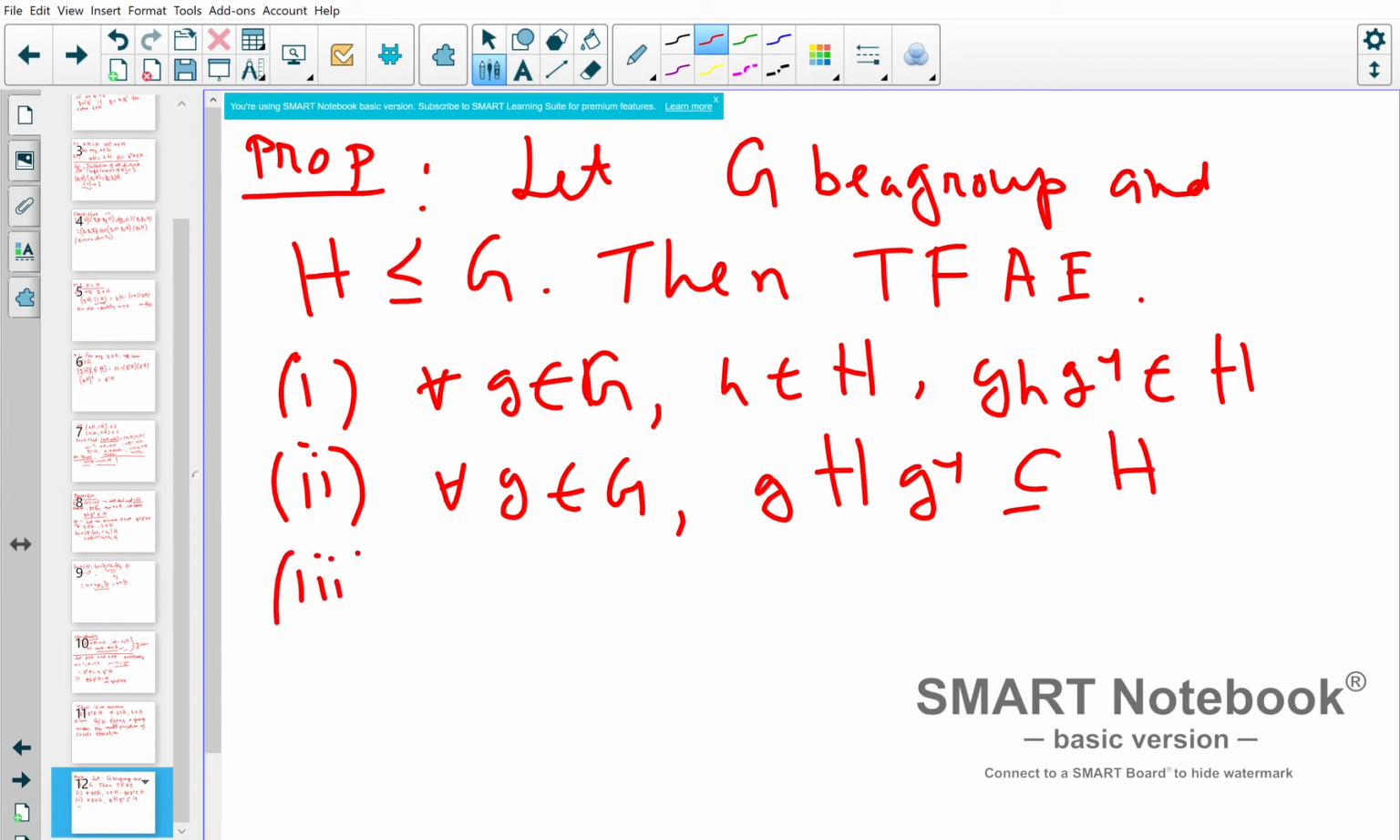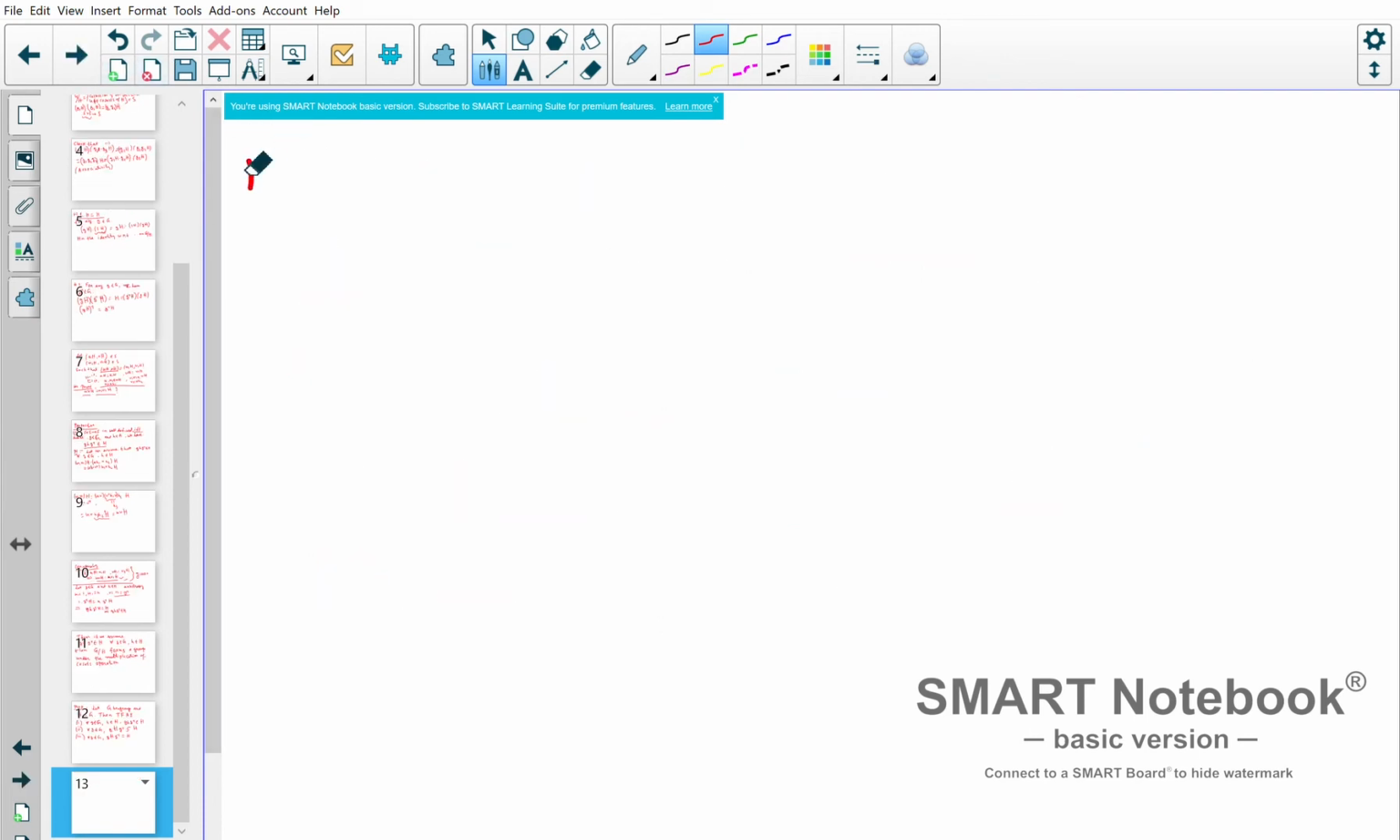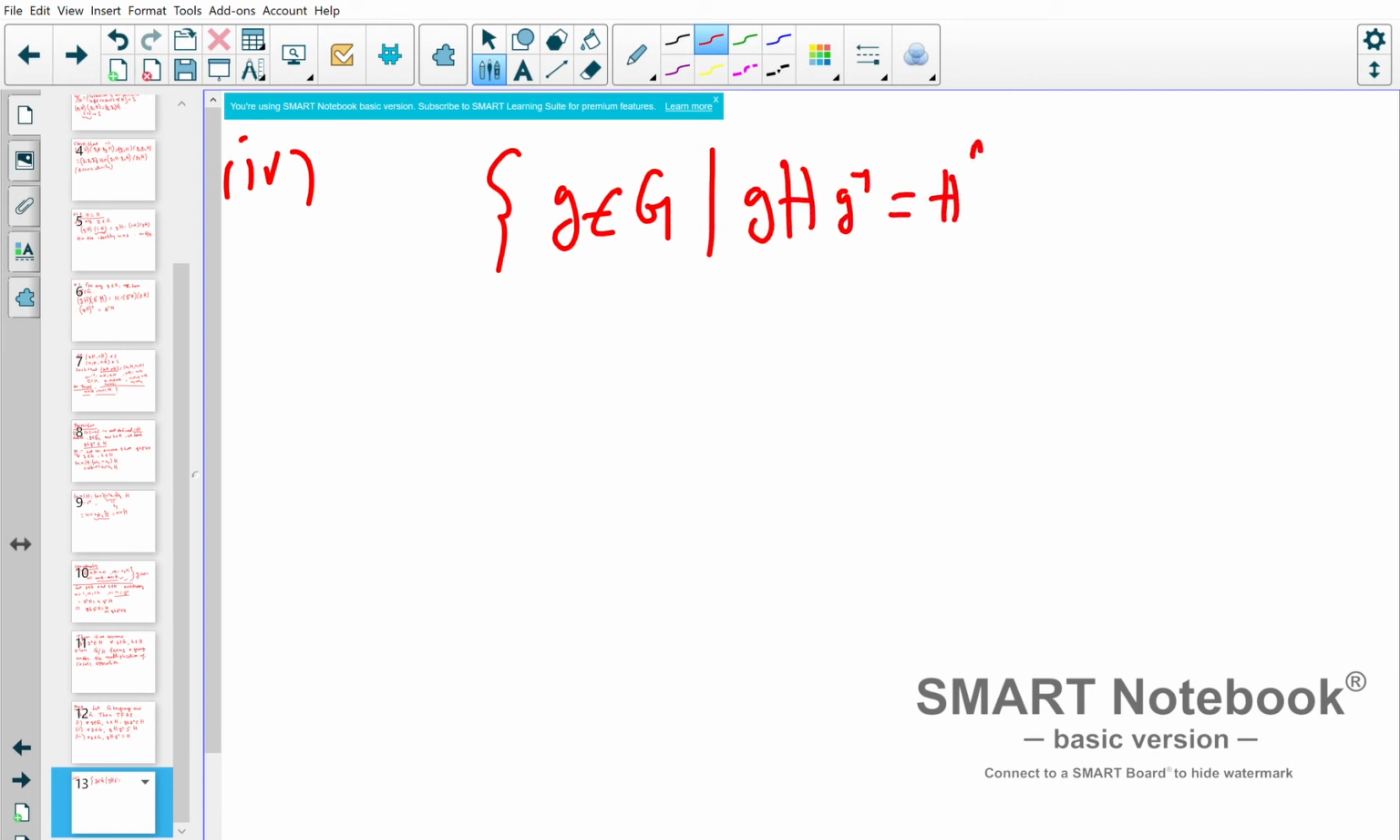Number three, for all g belongs to G, g H g inverse is actually equal to H. Okay, and number four, now if we define a set by this collection of all g belongs to G such that g H g inverse equals H, this set is equal to G.